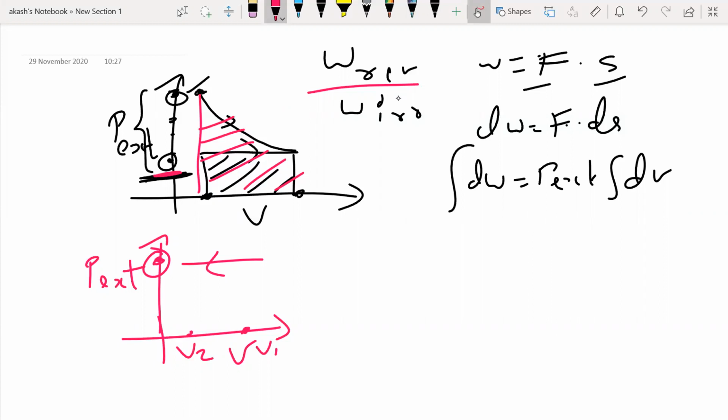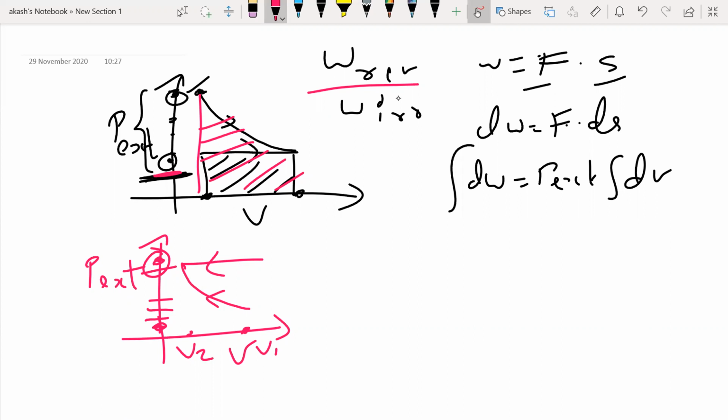Okay, now if I go for the reversible case, what will happen? Initially the pressure is very small, as for the irreversible. When I add the first 1 kg mass, second 1 kg mass, third 1 kg mass, fourth 1 kg, and finally the 10th 1 kg, the pressure is going to reach there. So now how is the graph going to look? The graph is going to look something like this. And obviously this is the arrow mark.